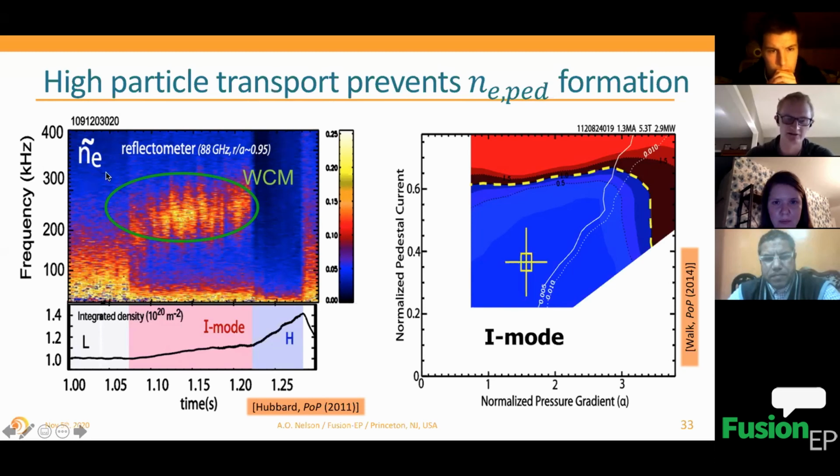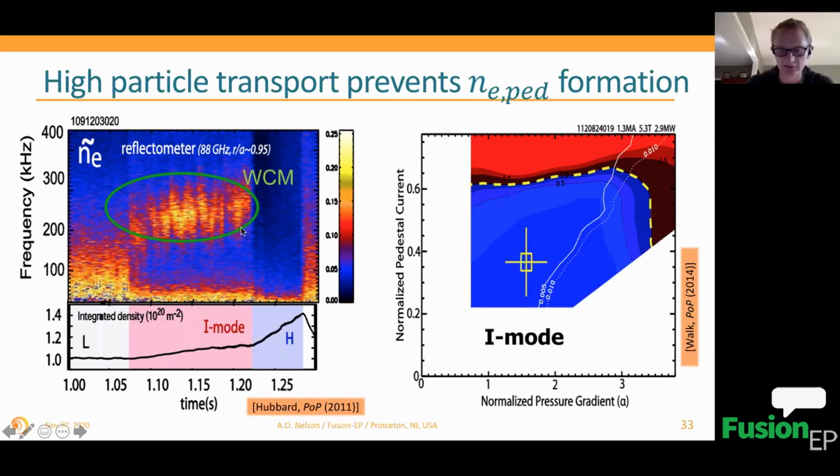So these density fluctuations that I'm showing are an indicator of the amount of density transport in our plasma. In H mode, there's very little, right? We have a big transport barrier that's preventing transport from going through. In L mode, we have a lot of transport. And in I mode, we start to shift how this transport regime is going. So we move to higher frequencies. We move to this weakly coherent mode that we have.